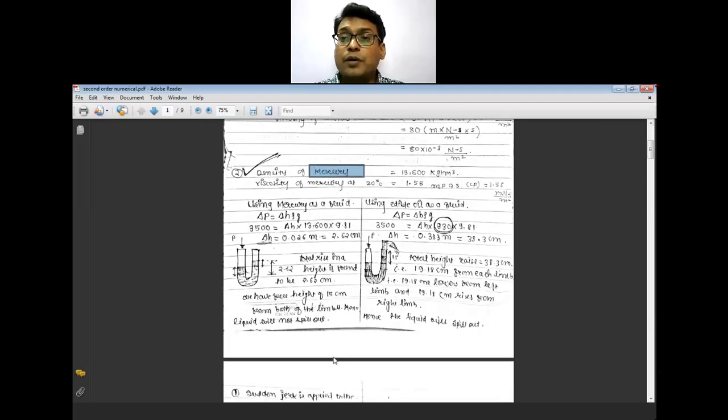So now, using mercury as the fluid, we are calculating delta P, which is equal to delta H rho g. So delta H comes as 2.62 centimeters. And when edible oil is used, delta P is equal to delta H rho g, and delta H comes as 38.3 centimeters. So this is the difference when I am changing the fluid.